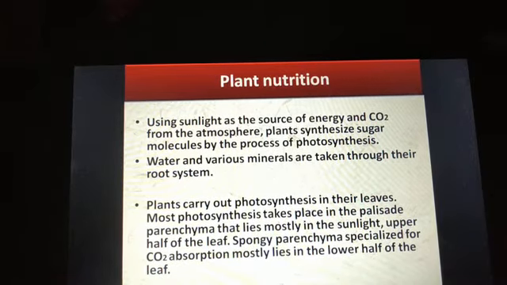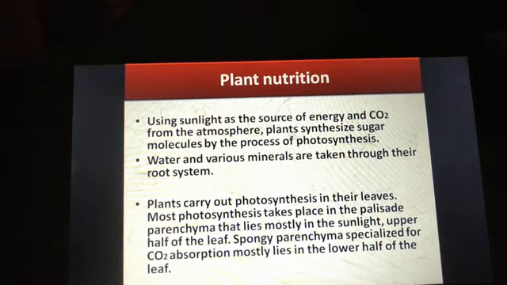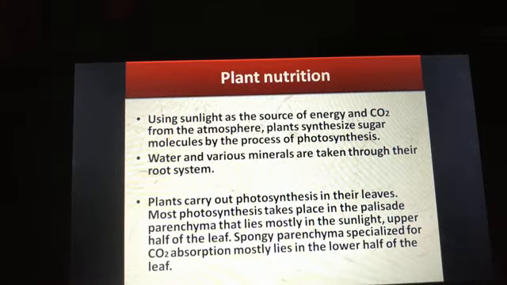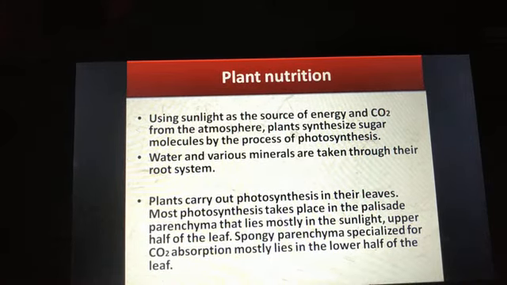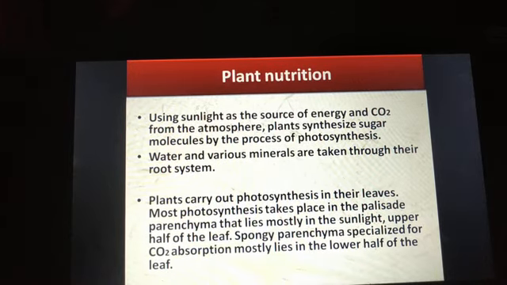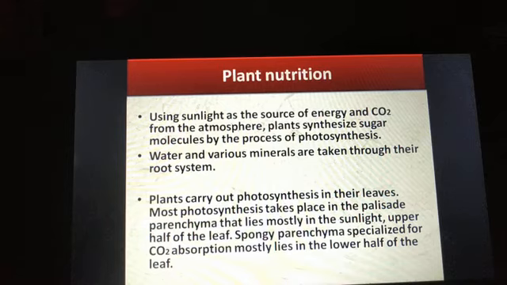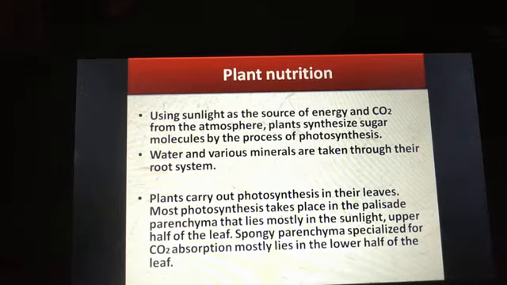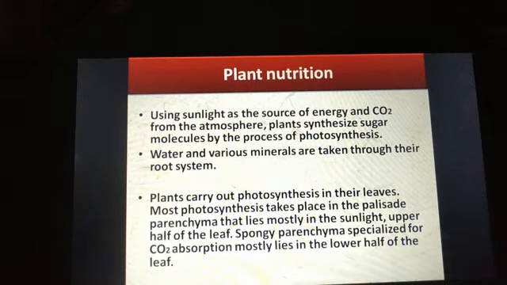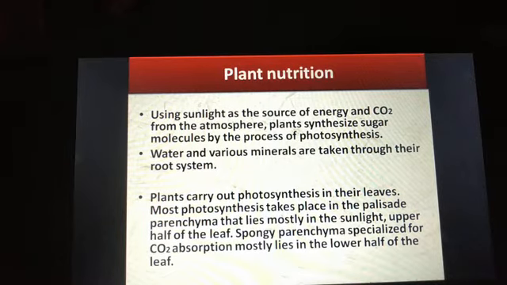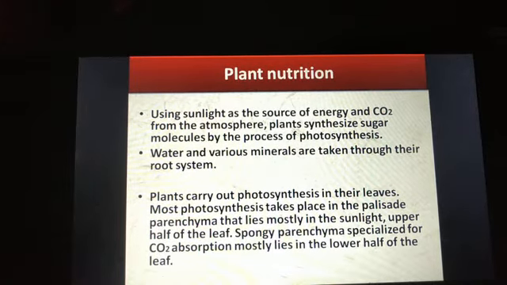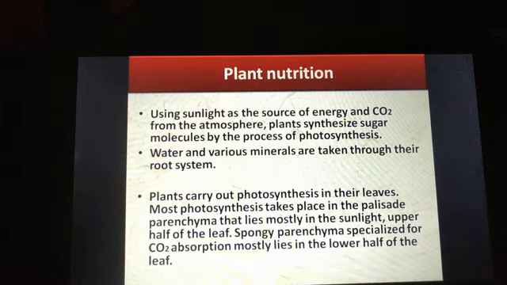Most photosynthesis takes place in the palisade parenchyma that lies mostly in the sunlight. That is, if you see a leaf, the upper half of the leaf contains palisade parenchyma, a type of tissue that is exposed towards the sunlight. And spongy parenchyma cells are specialized for absorption of carbon dioxide. So they mostly lie on the lower half of the leaf, and palisade parenchyma will lie on the upper half.